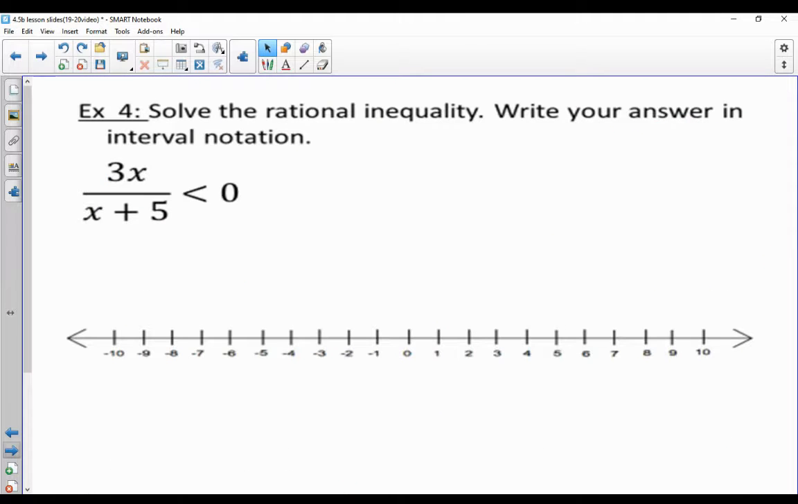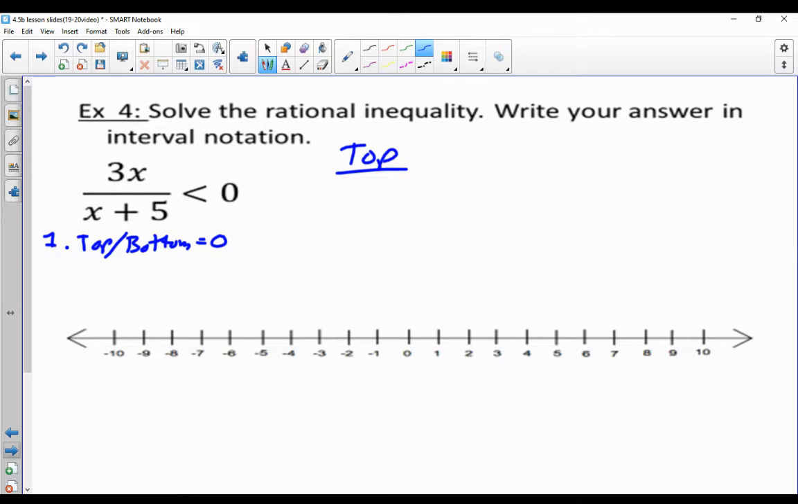So here we got 3 times x. Again, it's not being added or subtracted. The 3 is being multiplied this time. So 3x over x plus 5 less than 0, and we need to solve it, just like we've done before. First thing we're going to do, take the top, take the bottom, set them equal to 0. So let's take the top. In other words, take 3x, set it equal to 0.